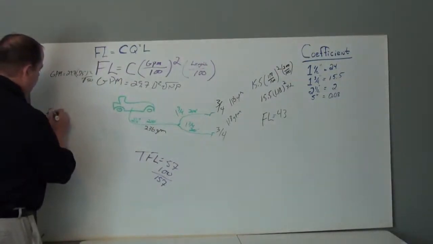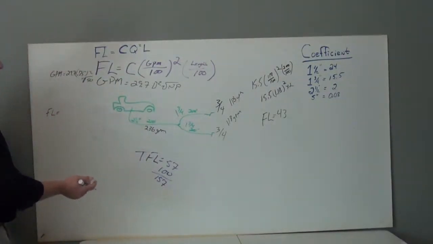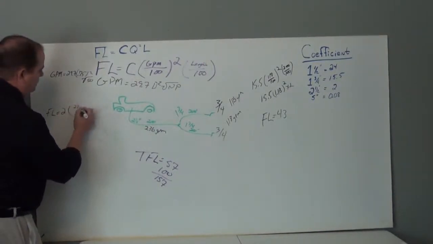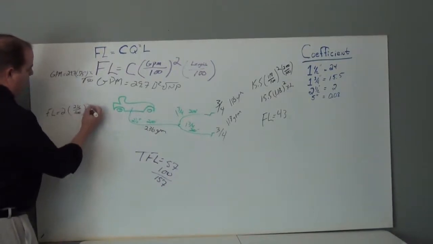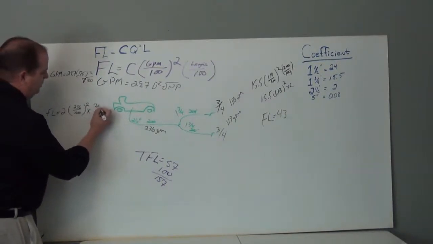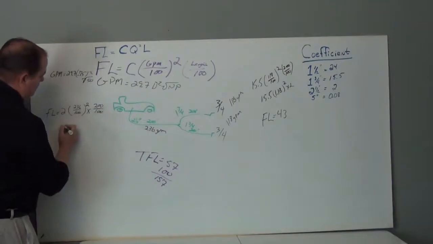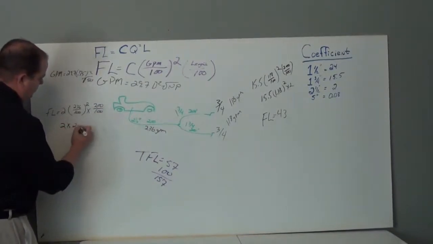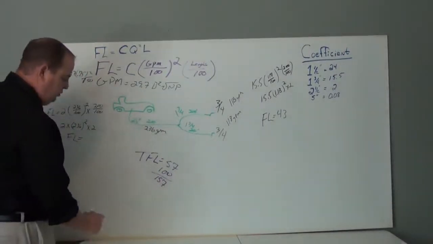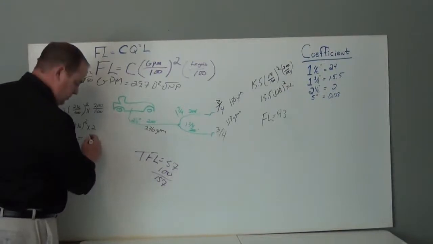So my friction loss, let's see, my coefficient for 2.5 is 2. I am flowing 236 gallons. And as you do this, you'll realize you probably won't even write this out. You'll just do 2 times 2.36 squared times your length of 200 foot. My friction loss now for just the 2.5 is 22.27. So we can just stick with the 22.